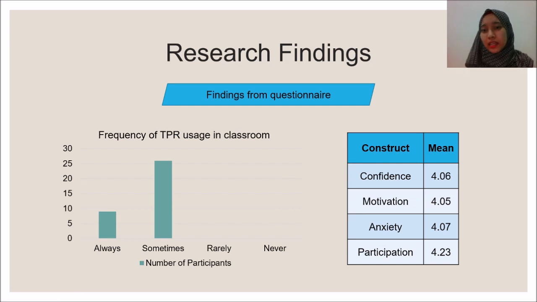And based on the questionnaire, this would be the finding: when the teacher uses TPR in the stage of set induction, it's number 4. They agreed that it was able to increase their confidence, and they agreed that it was able to increase their motivation, and they agreed that it was able to lower their anxiety, and they agreed that it was able to increase their participation. Okay, because number 4 is the scale of agree.